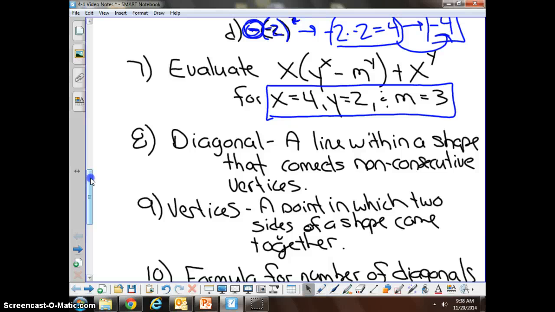I did not leave myself much room to do this. We would rewrite this problem as 4 times y, which is 2, x again is 4, so 4 times 2 to the fourth, minus whatever m is. Oops. I'm going to erase this and start over here. So we've got 4, which is x, and we're going to multiply that times y to the x, so it would be 2 to the fourth. Then we're going to subtract whatever m is, in this case 3, to the second, because it says to the power of y, plus x, and x again is 4.